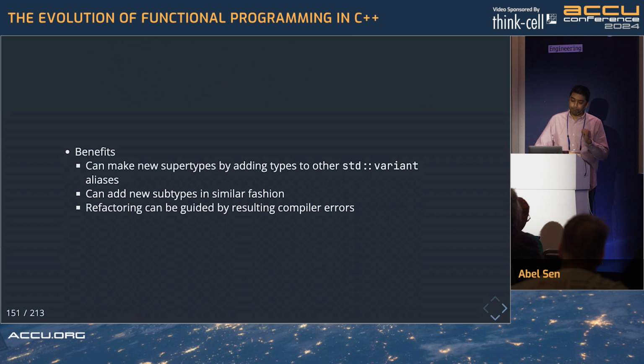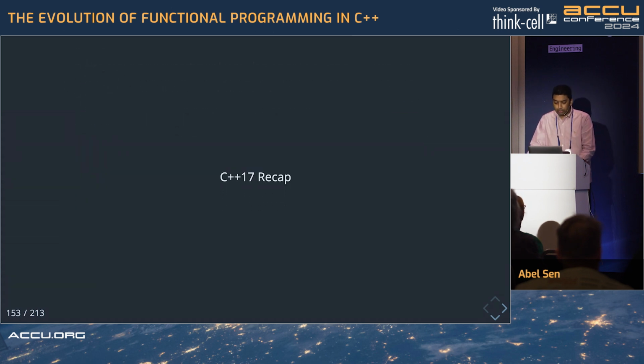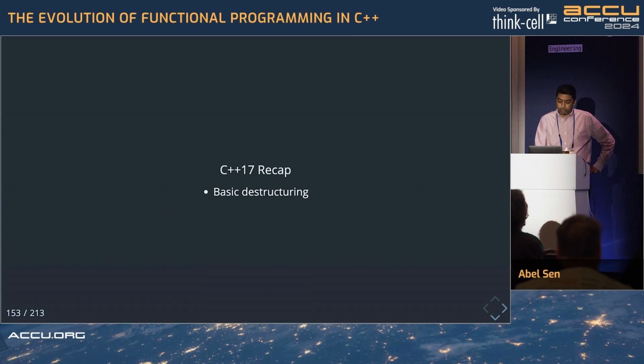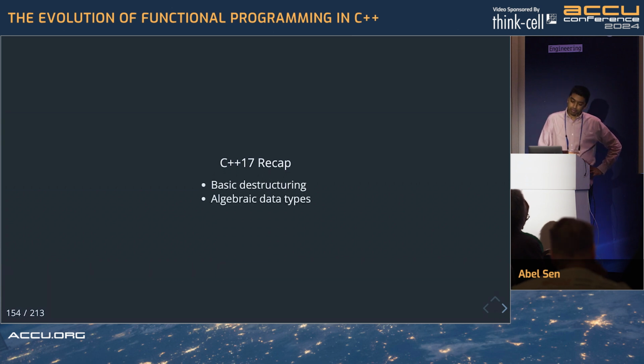So how is this useful exactly? Well, it gives us an out for relying on OOP and inheritance. We can easily define new supertypes and new subtypes by essentially refactoring the list of types in the aliases that we've aliased to the instances of std::variant. Whenever we do such refactors, they will be very helpfully guided by the compiler errors we get from the invocations of std::visit being incomplete given our definitions of those std::variants. So, recap: we got basic destructuring and algebraic data types.